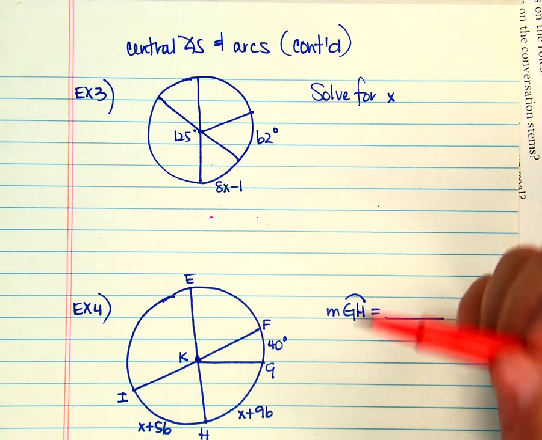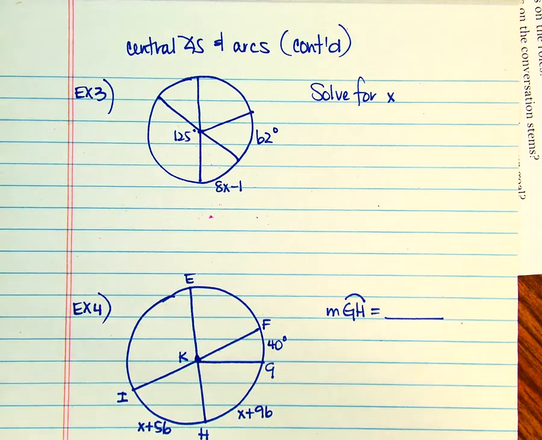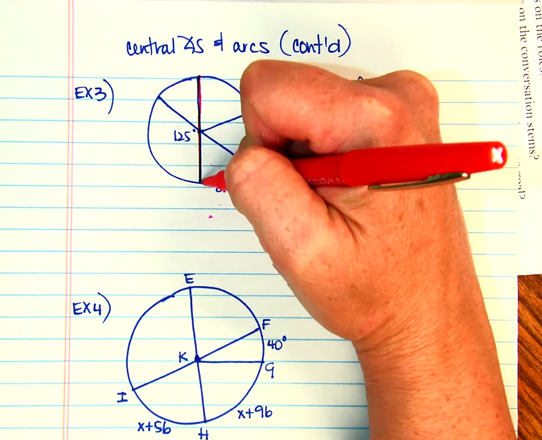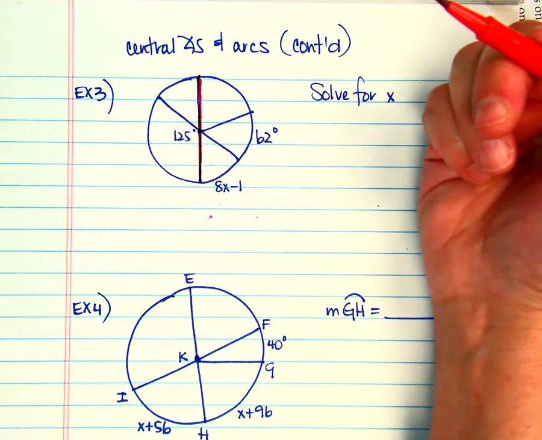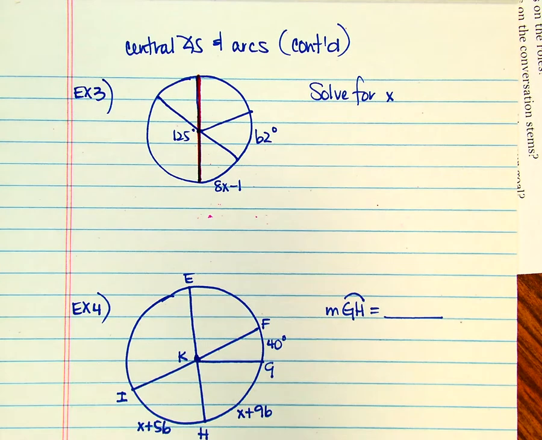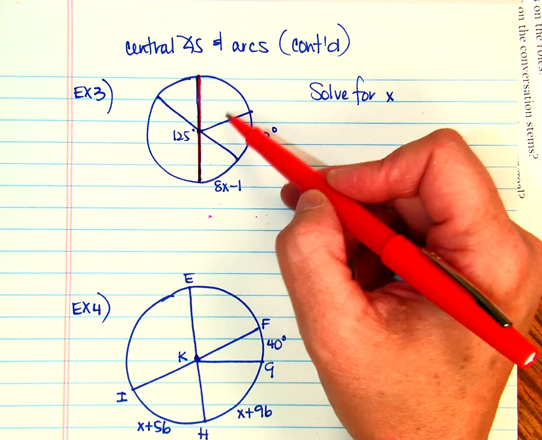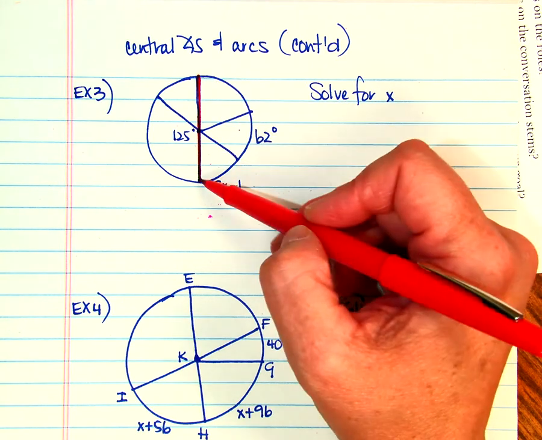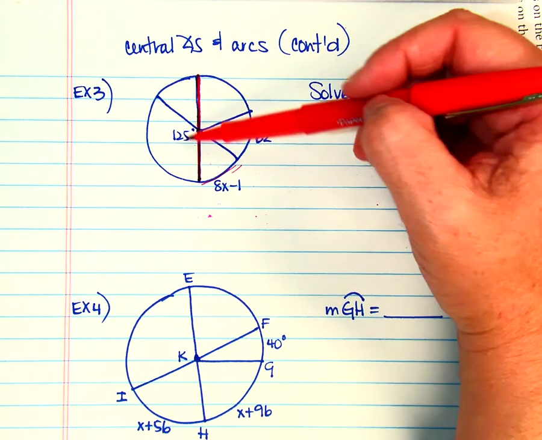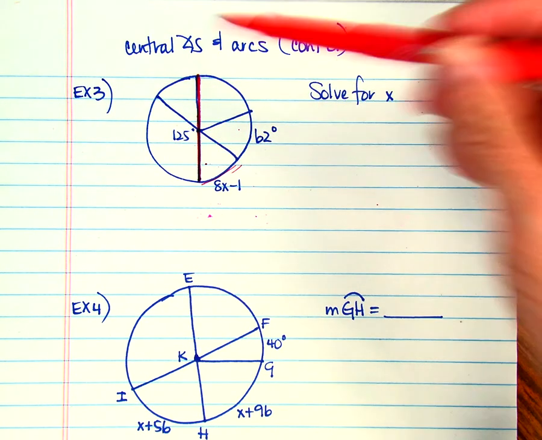The things that you need to be paying attention to are diameters. Diameters are going to be huge. So I noticed that this is a diameter, and I like to highlight those. So I know that if it's a diameter, these three angles and arcs need to add up to 180 degrees. Likewise over here, I know that they have to add up to 180 degrees.